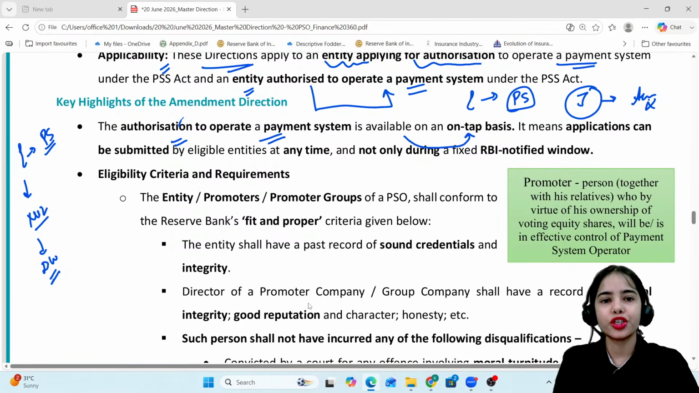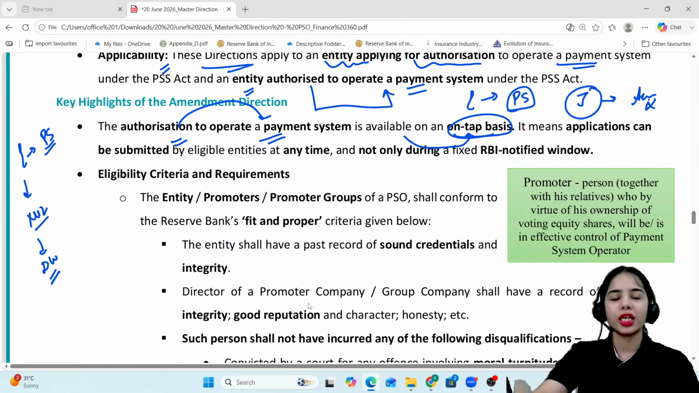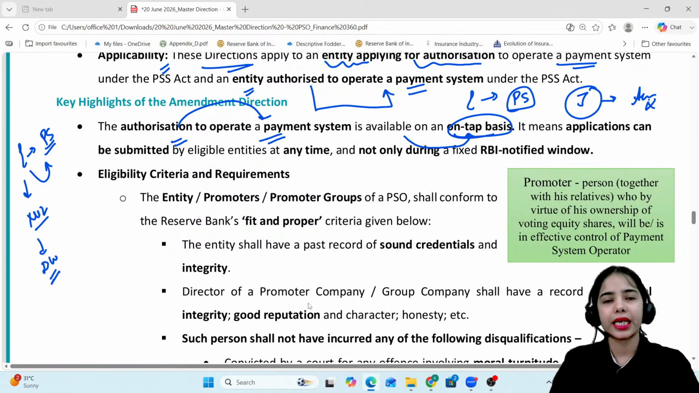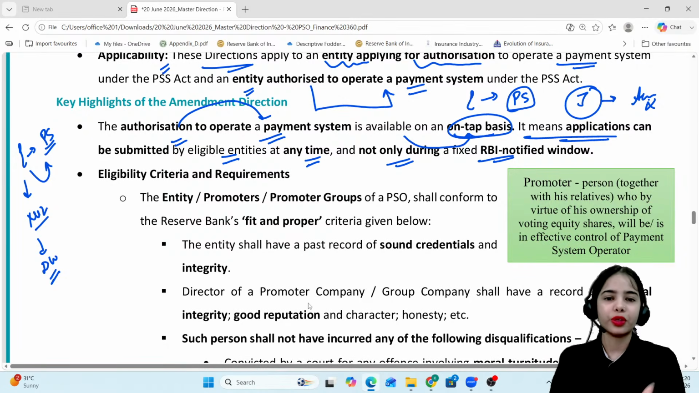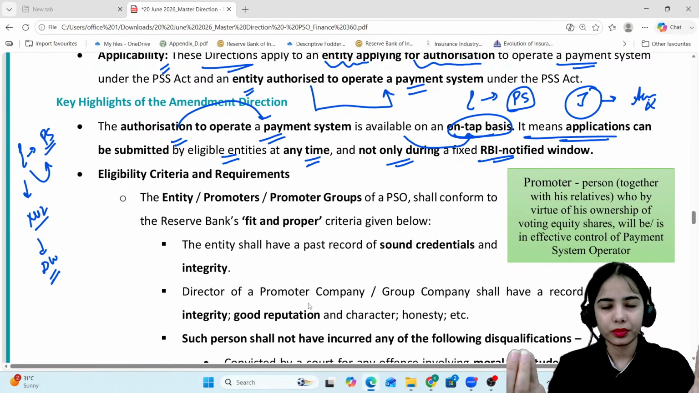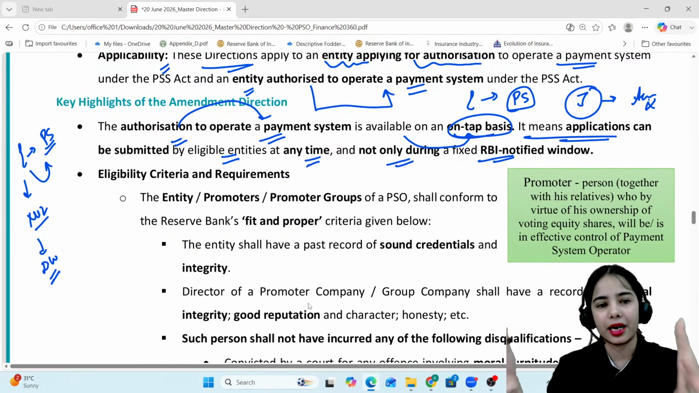So authorization to operate a payment system is available on an on tap basis, that whenever you send the application, the RBI will look into that application to see whether you are eligible to become the payment system operator or not. So the entity can send the application whenever they want. It means applications can be submitted by the eligible entities at any time and not only during a fixed RBI notified window. So there is no fixed RBI notified window. Whenever you want to send the application, the entity can send the application.